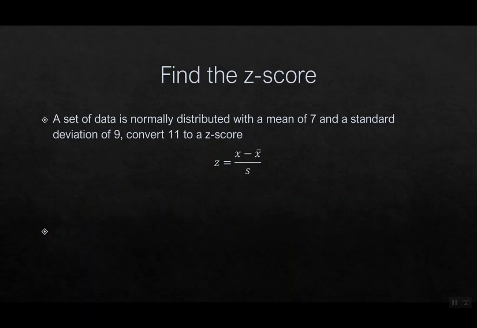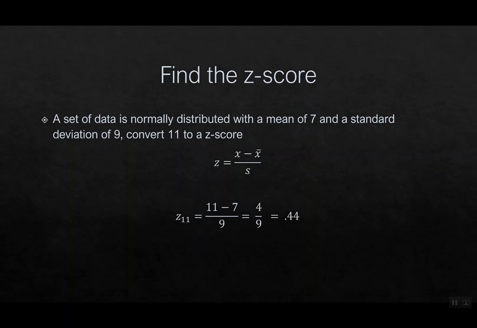A set of data is normally distributed with a mean of 7 and a standard deviation of 9. Let's convert 11 to a z-score. We'll have 11 minus 7 over 9. 11 minus 7 gives us 4. 4 over 9 is 0.44.